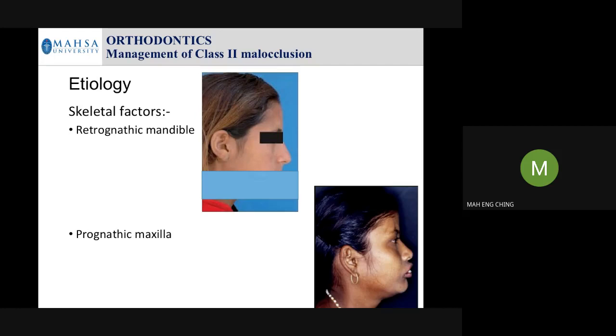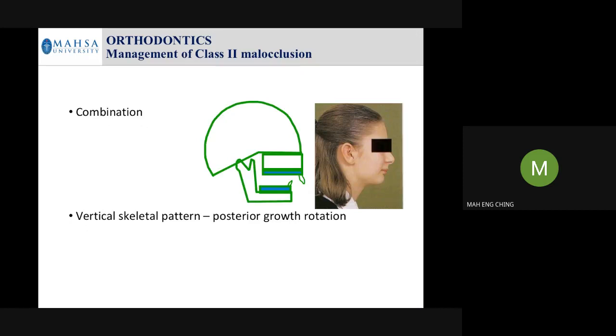On the second picture, this one is a prognathic maxilla. It means the maxilla is too forward, too long. Same thing: if you cover the top jaw and look at the mandible, it's quite normal. It's the maxilla sticking out too much. Or sometimes it can be a bit of both, the maxilla too forward or the mandible too backward. So they are not really that simple. Most of the time, patients have this combination of the maxilla too forward and the mandible too backward.